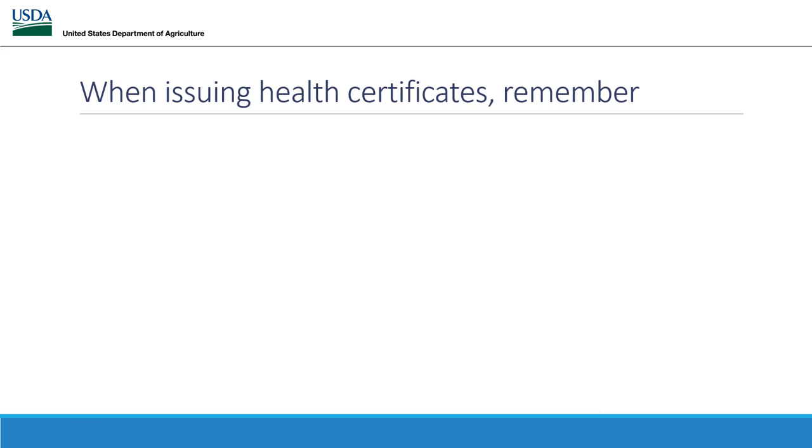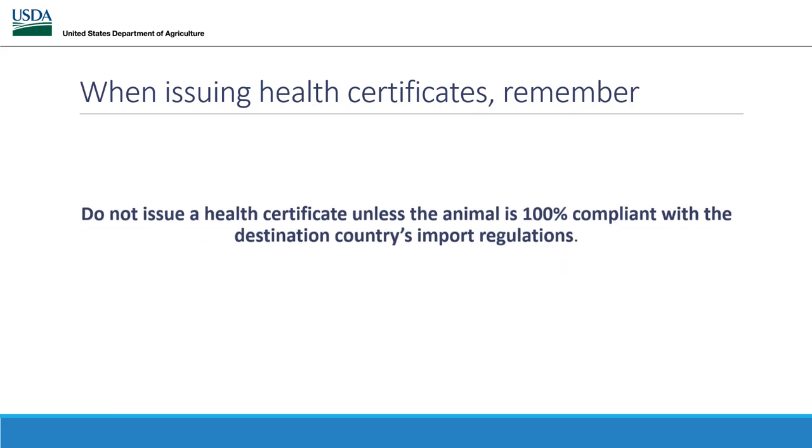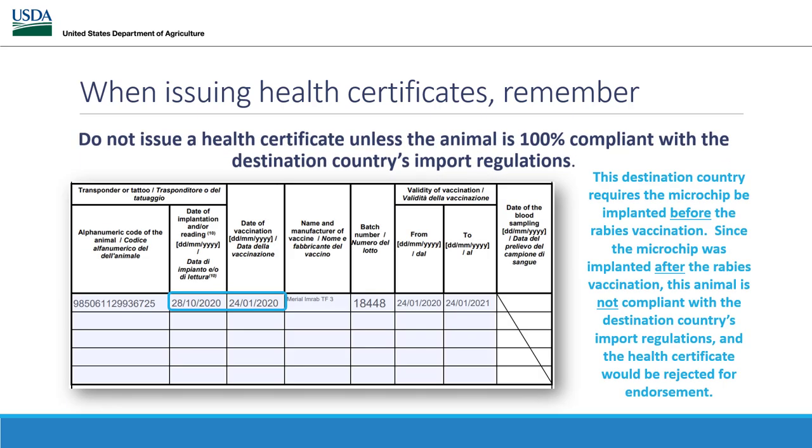Finally, when issuing health certificates, do not forget that if an animal is not meeting the destination country's requirements, the health certificate should not be issued. In this example seen here, the destination country requires the animal's microchip to have been implanted prior to rabies vaccination. Since the accredited veterinarian recorded the microchip as implanted after rabies vaccination, the health certificate would be refused endorsement by USDA APHIS because the animal is not meeting the import regulations.